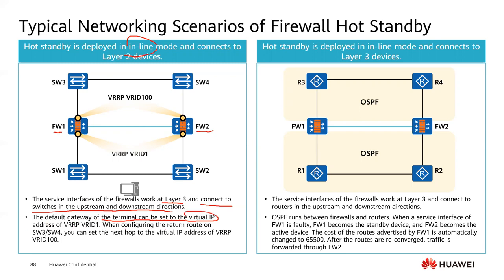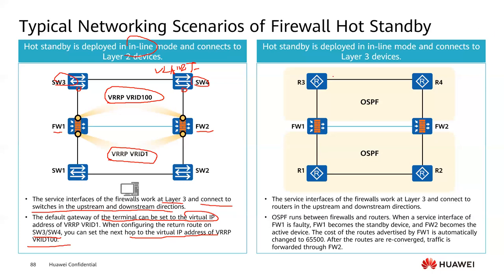Once you configure the return route on switch 3 and switch 4, you can set the next hop to the VIP address of the VRRP group. It means for this VRRP group, you can use it to face switch 3 and switch 4, and for this VRRP group, you can use it as the terminal gateway.